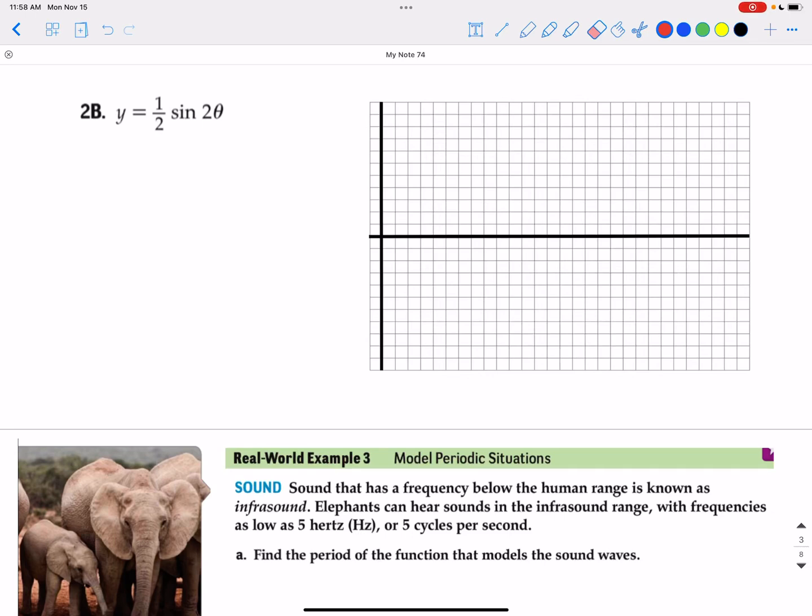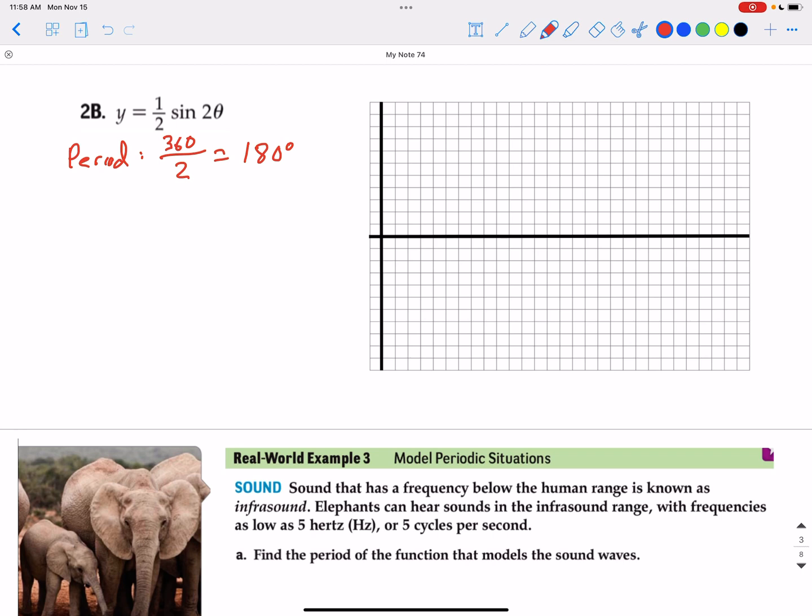Let's graph y equals 1/2 sine of 2 theta. So the first thing we need to do is find the period. The period will be found by taking 360 divided by the b value, which is 2. We will have a 180-degree period on this one.